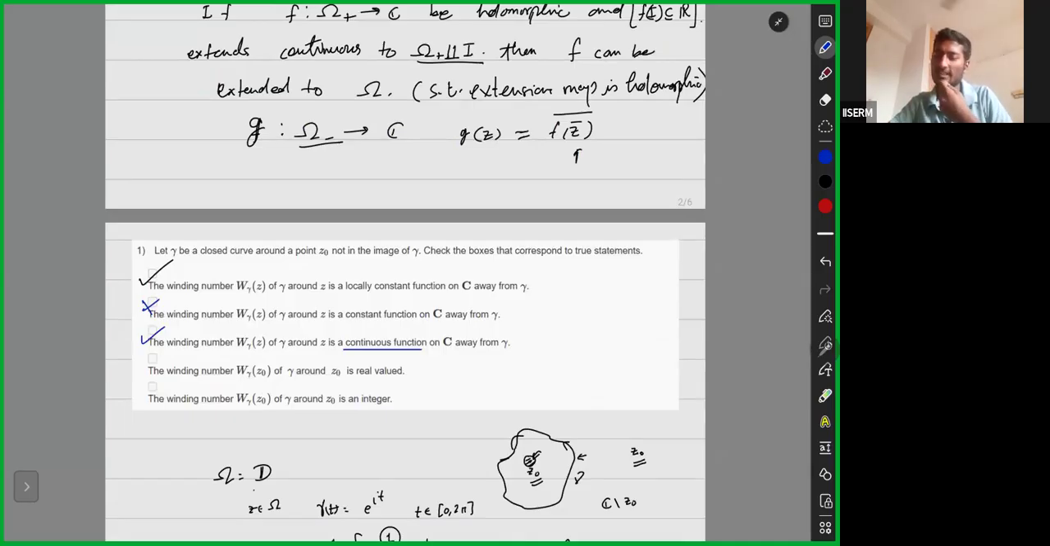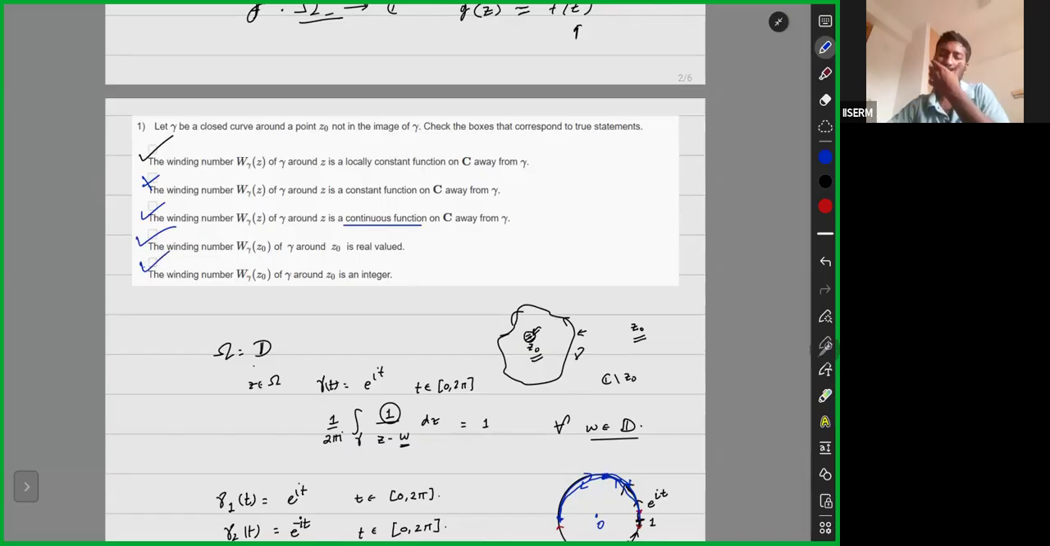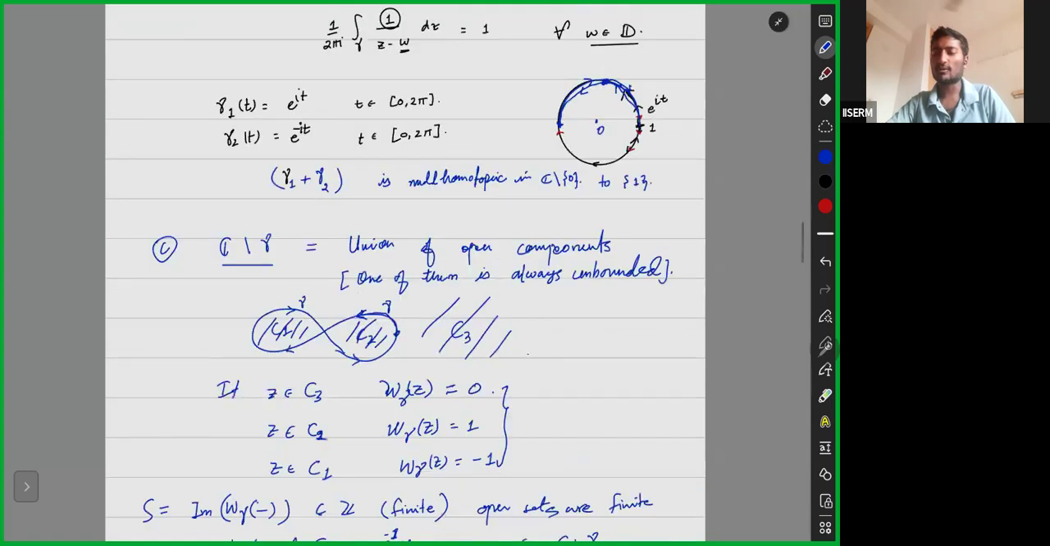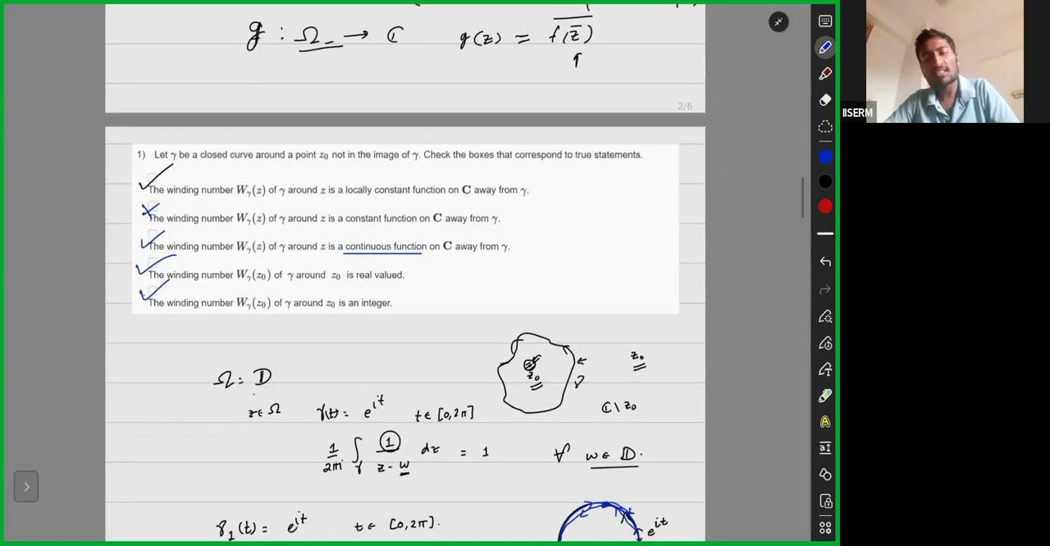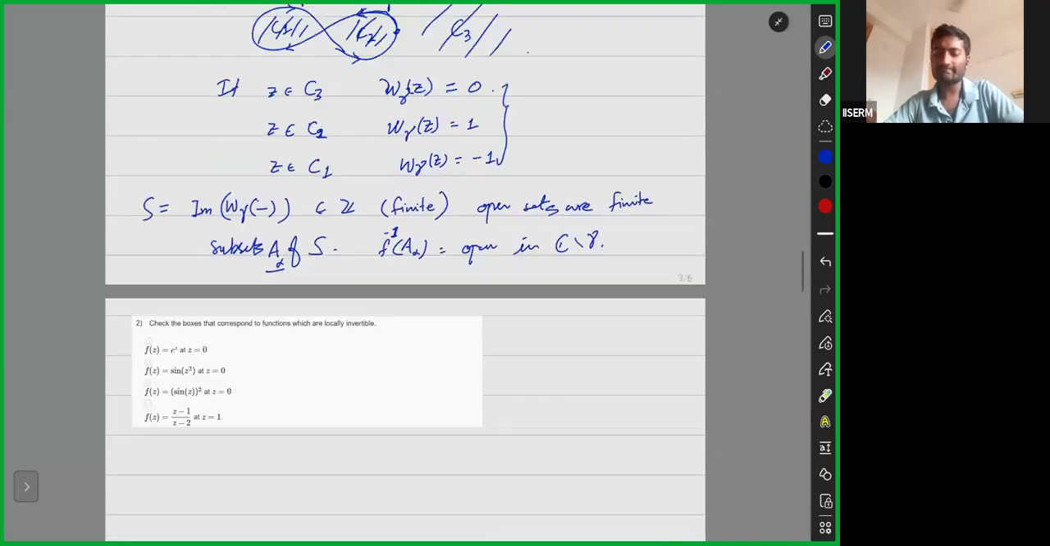What about the winding number around Z being real valued? Of course, it is integer valued. It is proved in the class. The winding number around Z0 is an integer. Yes, this is correct. Everything is proved in the class, right? So we are not going to show why it is an integer. It is done in the class. Go through it once more if you want to.